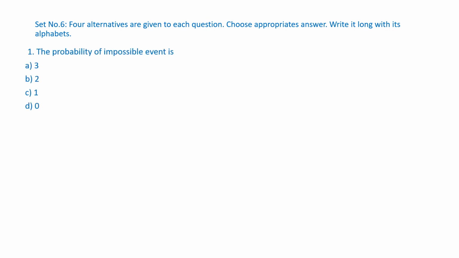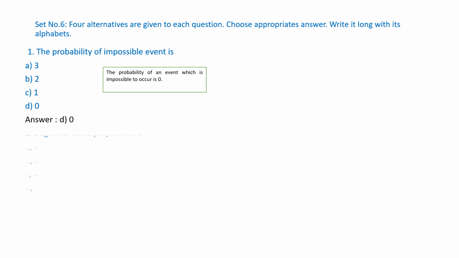Set number 6, question number 1. The probability of an impossible event is option A 3, option B 2, option C 1 and option D 0. We know that an event which is impossible to occur, the probability of the same is 0, which never occurs. So the answer is option D, that is 0.